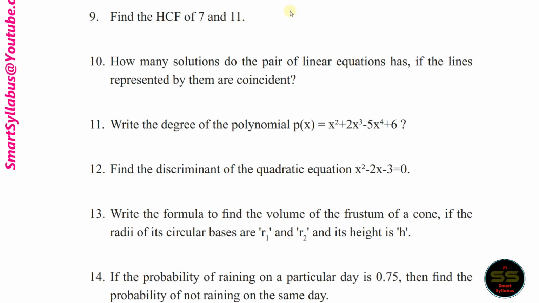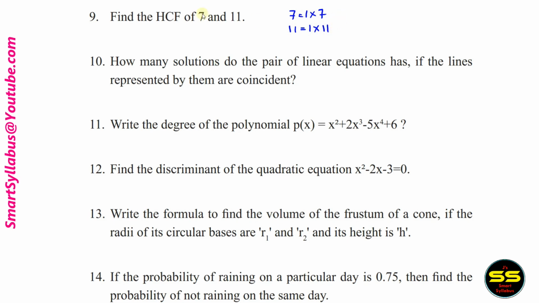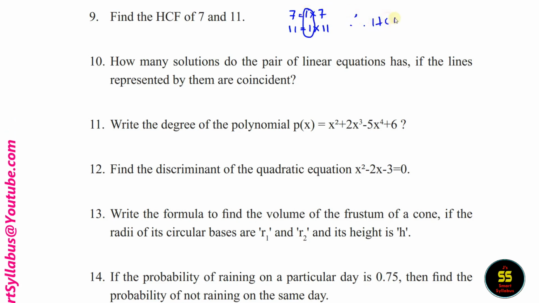So what we need to do, first write the 7 and write its factors. 7 comes only in the 7 table. You take the 11, write its factors, and as you all know, 11 comes only in the 11 table. Now HCF, highest common factor, it means from these two numbers, that's 1 and 7, and from these two numbers, that is 1 and 11, you need to find out the common number between these two. As you can see, the 1 is common. It means HCF of 7 and 11 is nothing but 1.